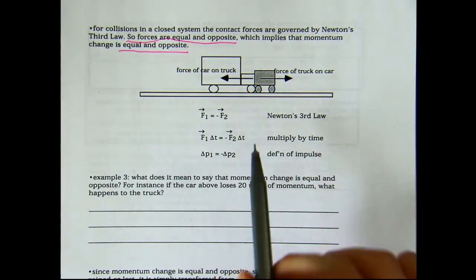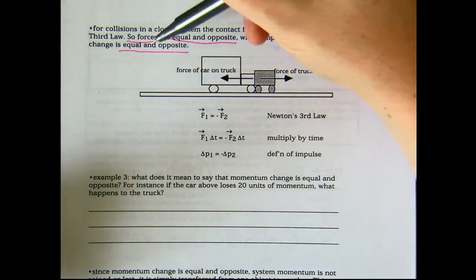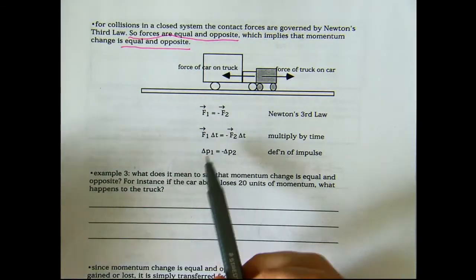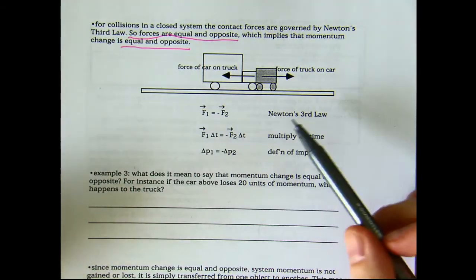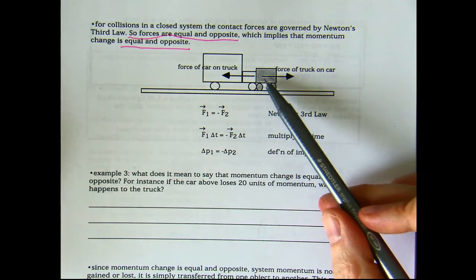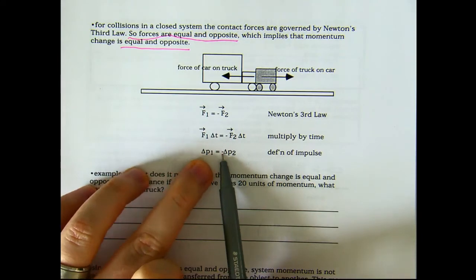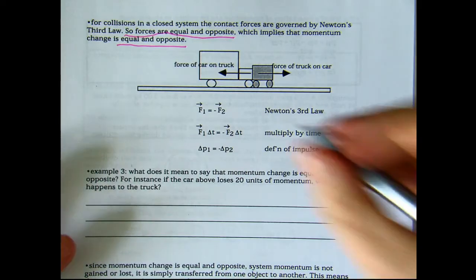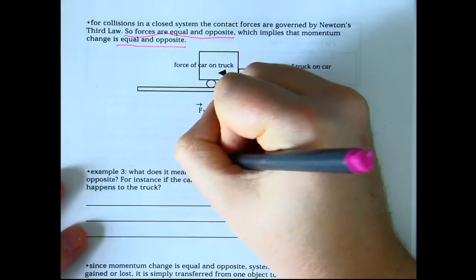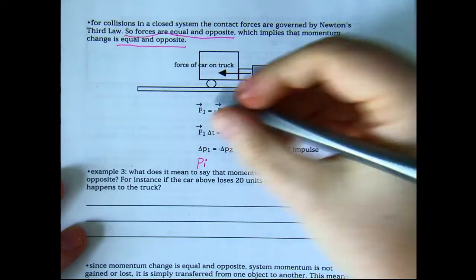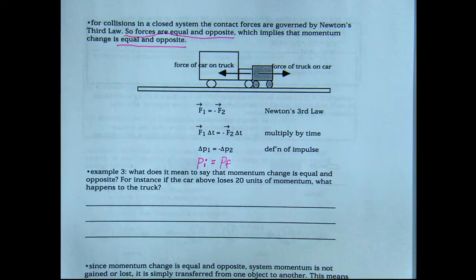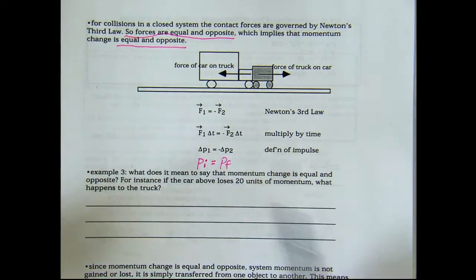The idea here that I want you to grasp, though, is that my momentum change is equal and opposite. Because my forces are equal and opposite, the change in momentum for object 1 has to be equal to the negative change in momentum for object 2. One is positive, one is negative, just because they're acting in two different directions. What this allows us to do is jump one step further and say that the initial momentum of my system has to be equal to my final momentum of my system. In a collision, momentum is conserved. It has to be the same at the beginning as it was at the end.